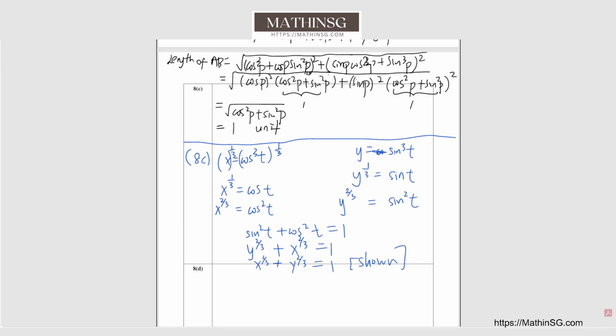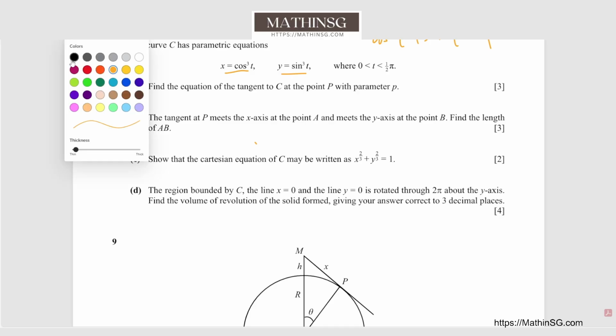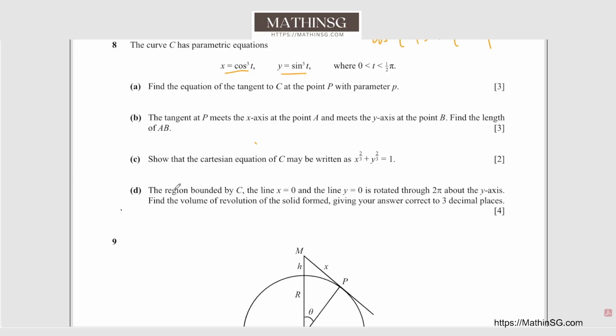Alright. Now, moving on to part D. The region bounded by C, the line x equals 0 and the line y equals 0 is rotated through 2 pi about the y-axis. Find the volume of revolution of the solid formed. Give your answer in 3 decimal places. So what I'll tell students to do is, before you even do anything, first write what is the integral that you need to integrate to get the volume. So the volume, because I'm going to rotate it about the y-axis, is going to be pi x squared dy.